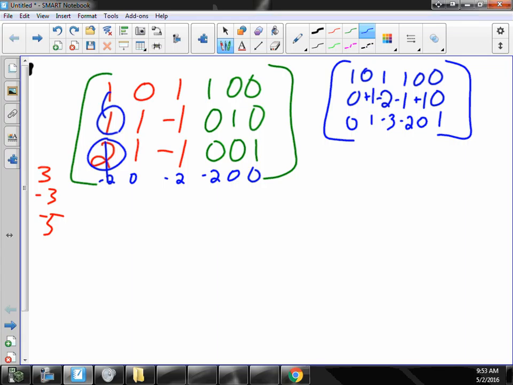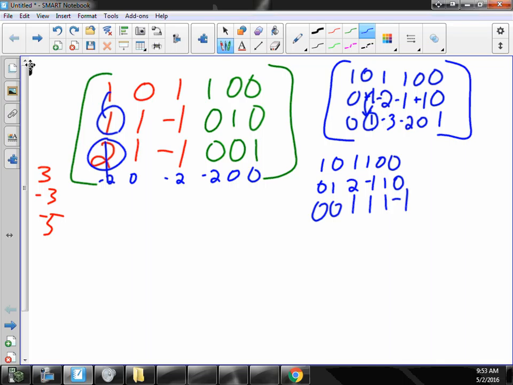Okay, I have a 1 in the 2, 2 place. So now I need to get rid of this 1. I'm going to do the second one minus the third one. So 1, 0, 1, 1, 0, 0. Second row remains unchanged. And then we'll do second minus third. So that's a 0. 1 minus 1 is 0. 2 minus negative 3 is 1. 1 minus negative 2 is 1. 1 minus 0 is 1. And 0 minus 1 is negative 1.